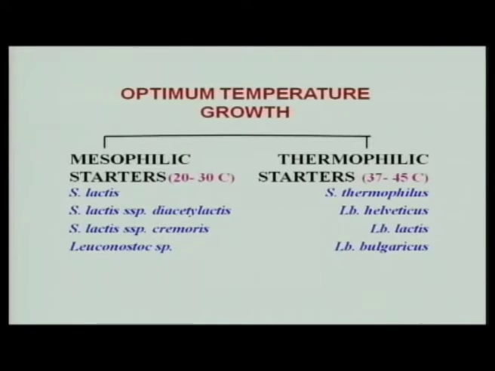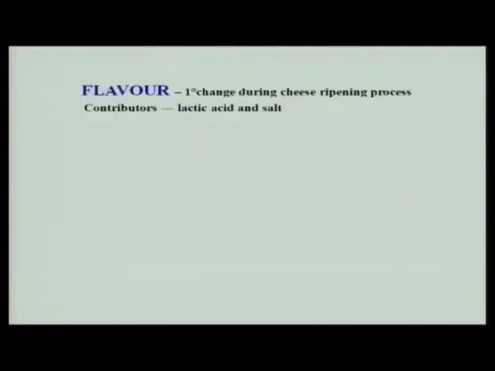Optimal growth temperature, as mentioned by me, mesophilic and thermophilic. So, mesophilic are between 25 to 30 degrees centigrade, and thermophilic are used mainly at 37 to 45 degrees centigrade. So, Streptococcus lactis or Lactococcus lactis and Leuconostocs are the major mesophilic organisms, whereas Streptococcus thermophilus and Lactobacillus species, there may be Lactobacillus helveticus, Lactobacillus lactis or Lactobacillus bulgaricus, are the major thermophilic organisms.